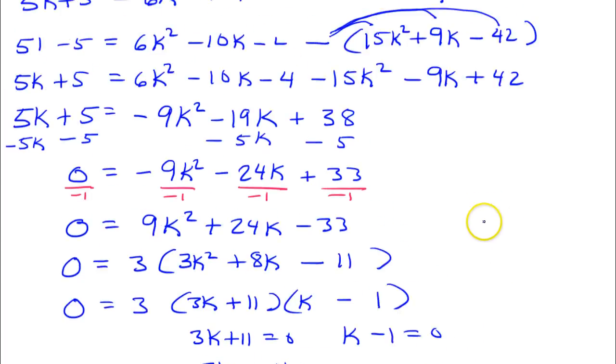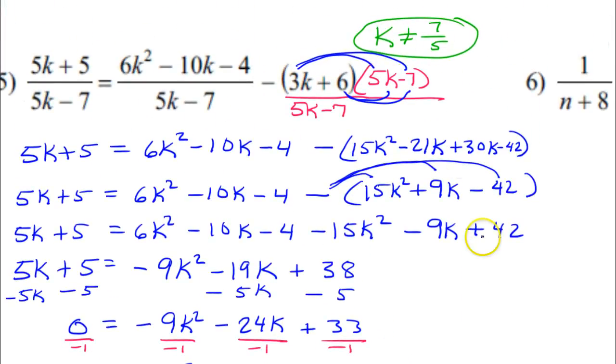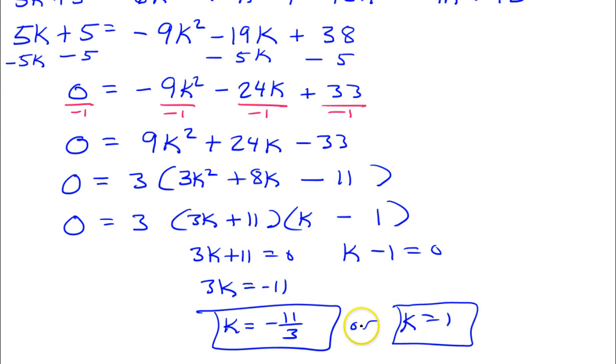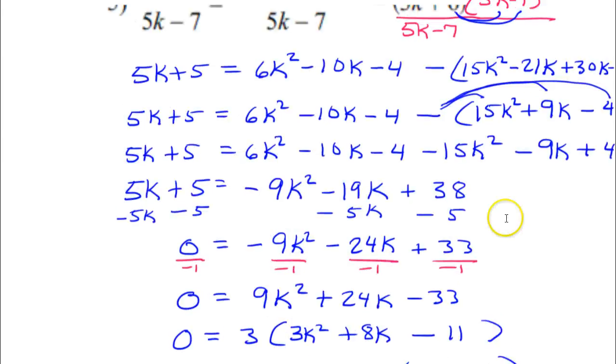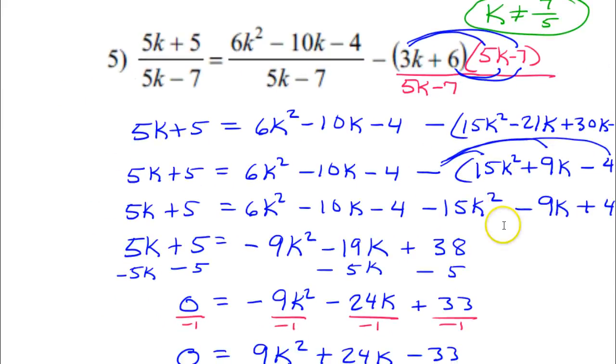Let's just look back and make sure none of them are extraneous. K cannot equal 7 over 5, but these are both okay. So those will be my solutions here. Okay, and that was the 5th problem. So this is a good point to stop this video.